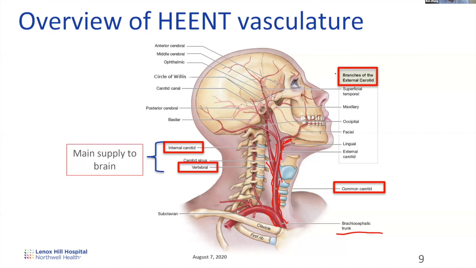You see it has some branches which we're not really going to talk about that supply most of the face. And that's really what I want you guys to get out of this today, that the face is mainly supplied by the external carotid, that the internal carotid is going to go right here and supply the brain, and is going to pass through the jugular foramen and other things to enter there.